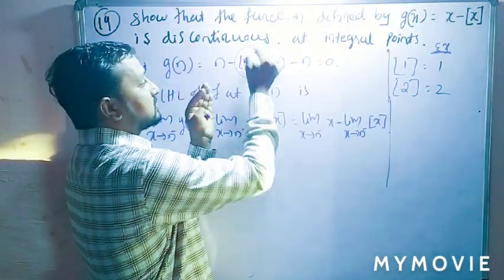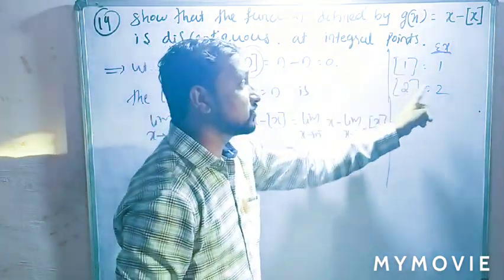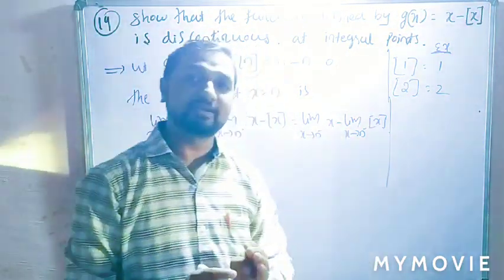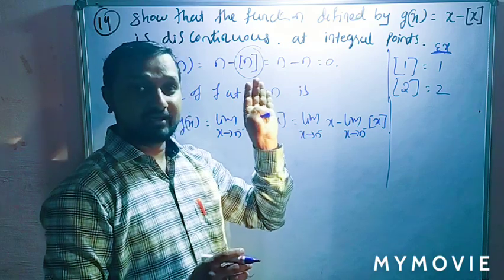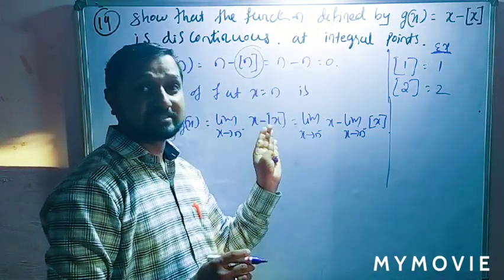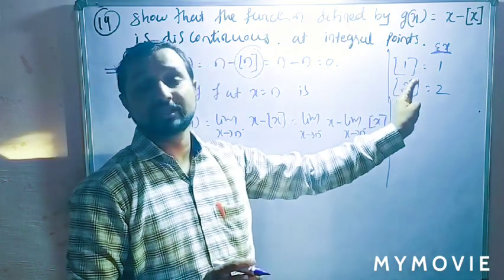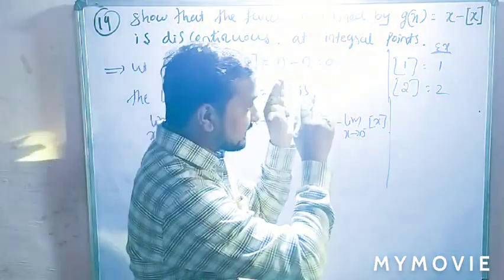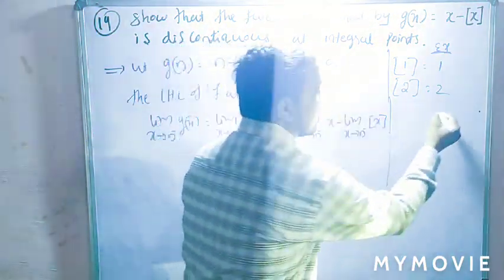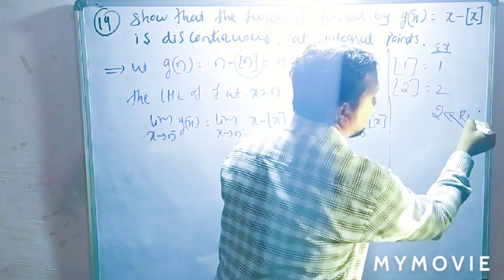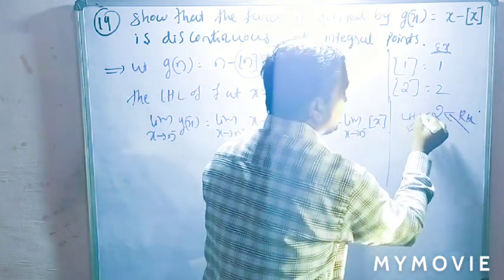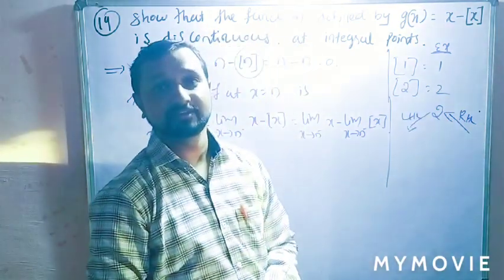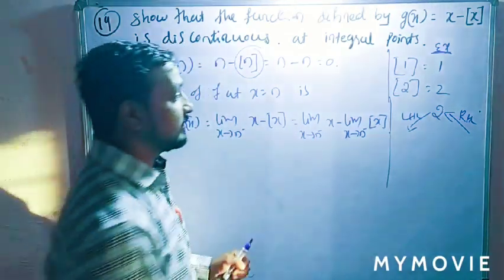The greatest integer of n should be n, because 1, 1, 2, 2, 3, 3, minus 1, and so on. The left hand limit is the value approached from the left hand side, and the right hand limit is the value approached from the right hand side. So above 2 is said to be the right hand limit, and below 2 is said to be the left hand limit. Is that clear? This is the right hand and left hand limit corresponding to this point.